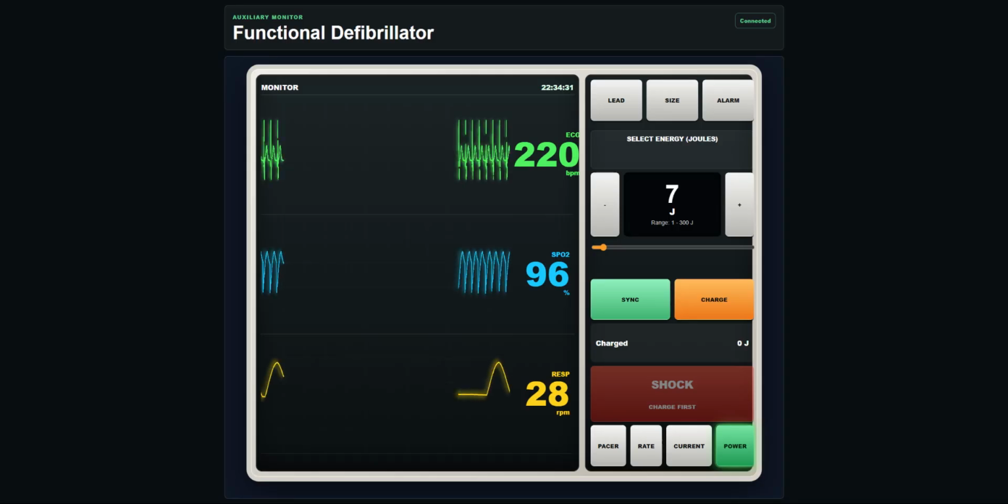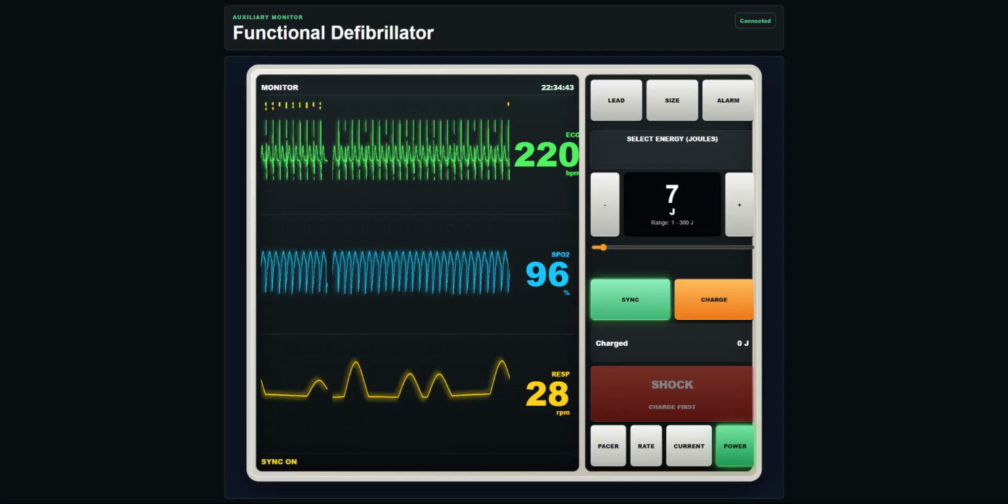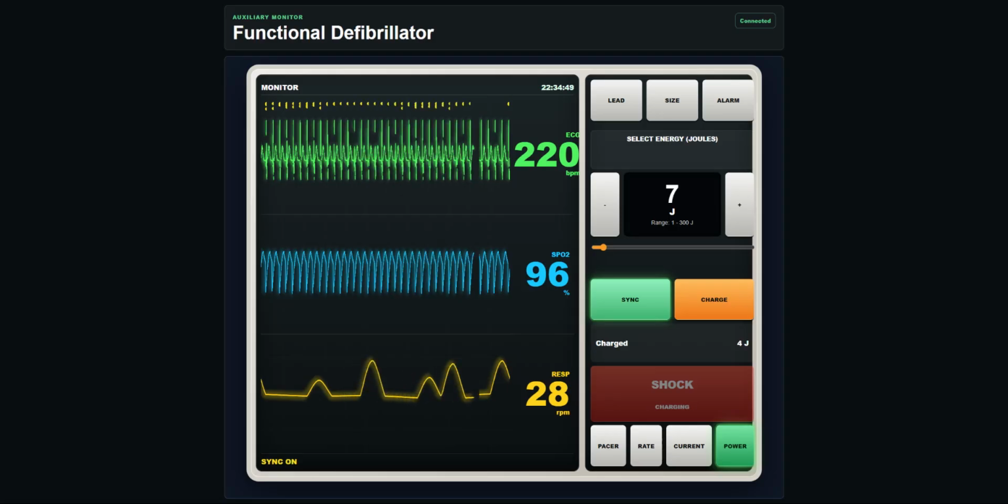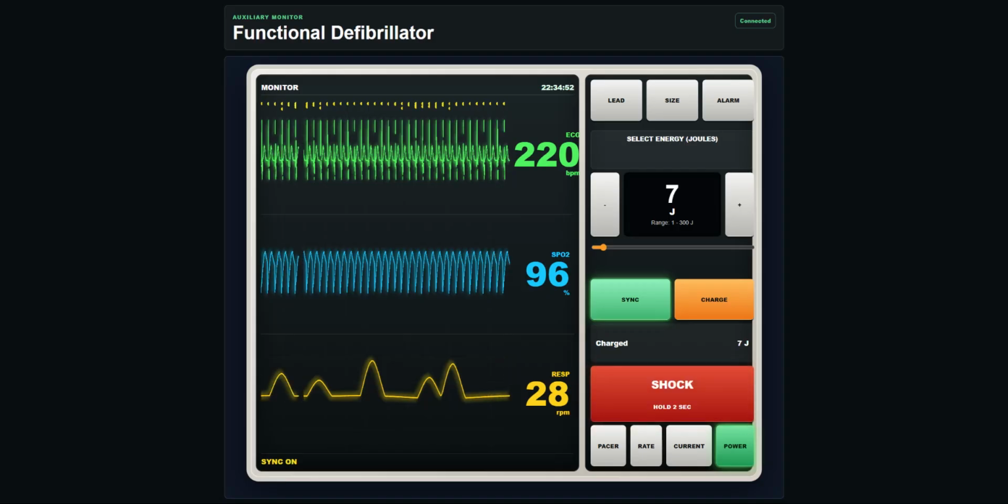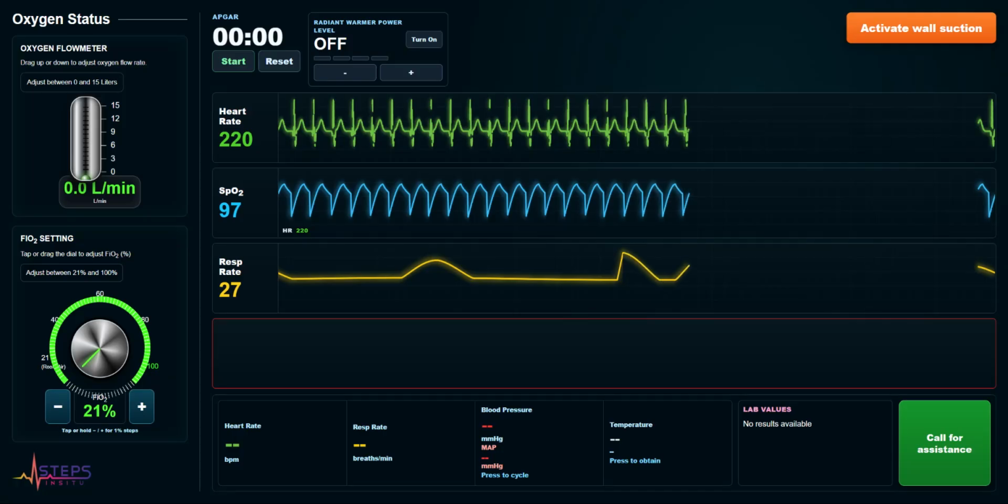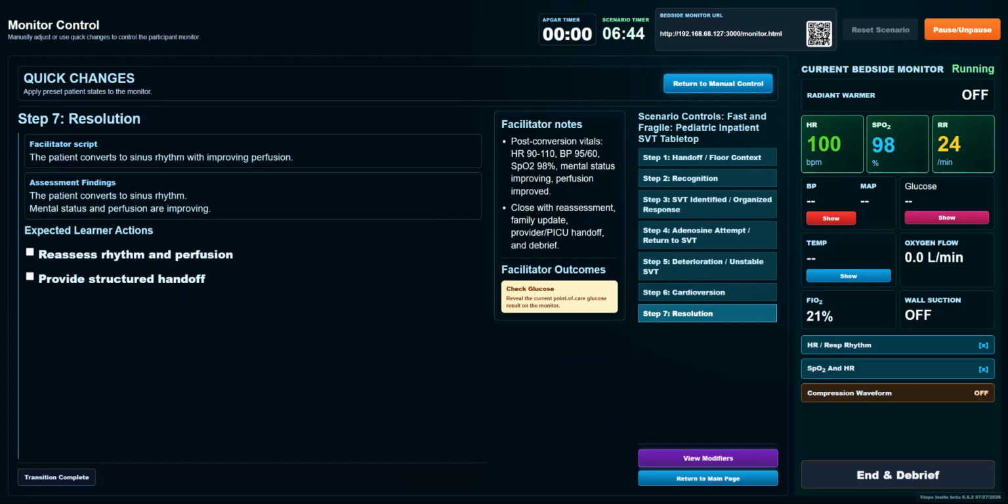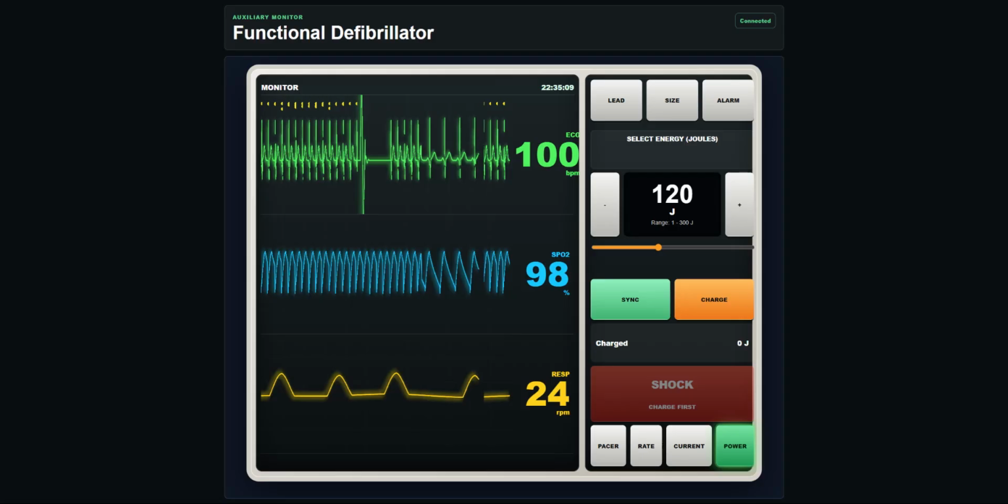And you can see that right from this point, we are now seeing SVT on the monitor. We want to sync this because you never want to defibrillate an SVT. You want to cardiovert. And then we're going to charge it up. You can see it slowly charging. When it's ready, the shock is there. You hold it for 2 seconds, and then it shocks them. And then, as you can see now, that shock converted to sinus rhythm. And as you can see, it is good.